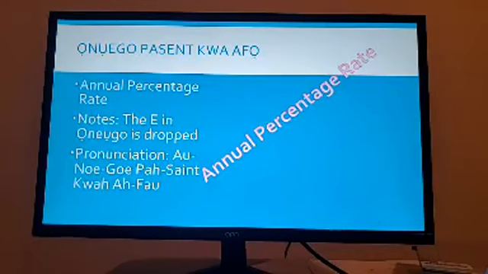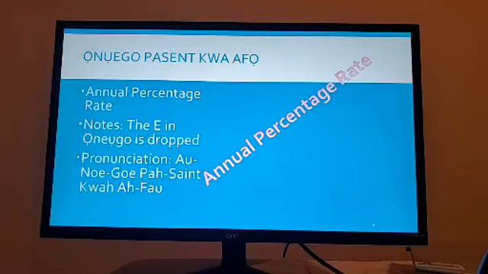And again, it breaks down its literal translation as Au-Noe-Go, which means rate. Pah-Saint means percent. Kwa means 4, and Afa, the year. So again, you're saying Au-Noe-Go Pah-Saint Kwa-Afa for annual percentage rate in the Igbo language of Nigeria.